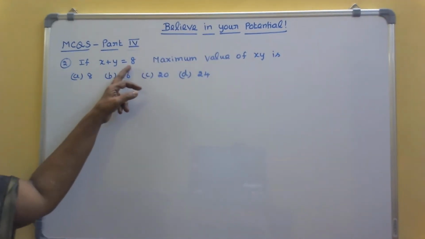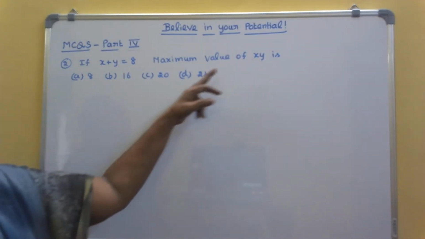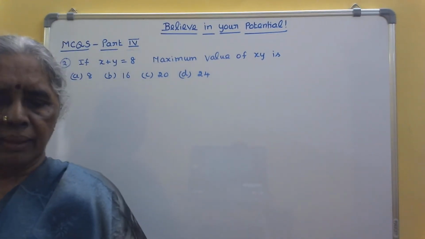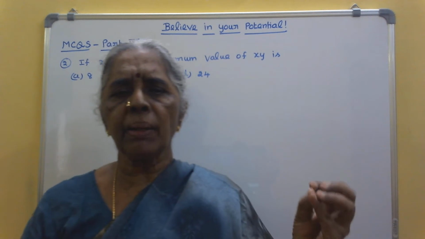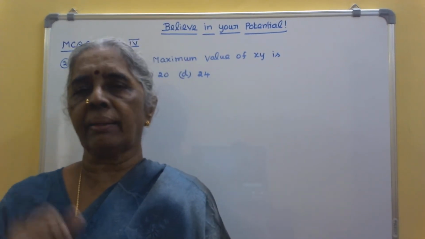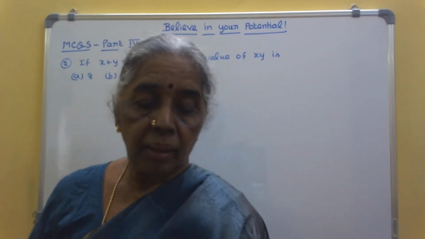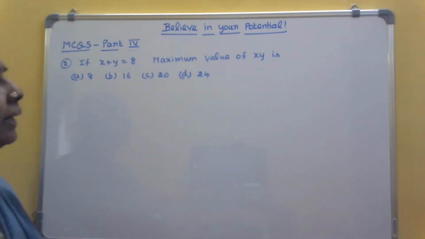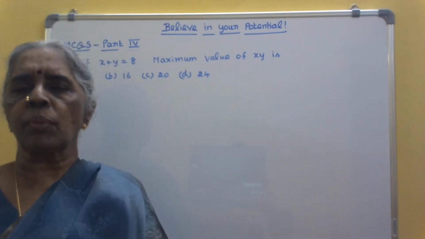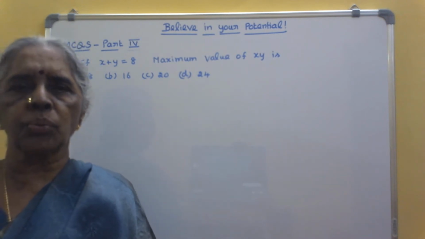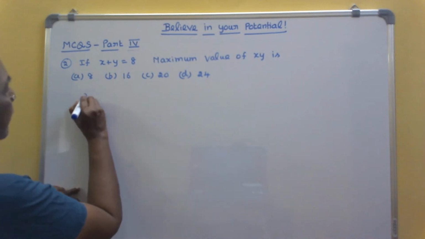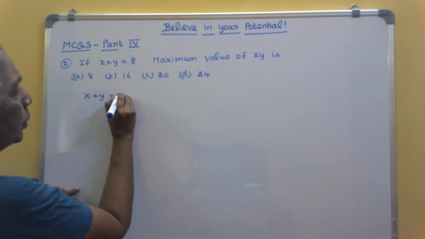If x + y = 8, the maximum value of xy is, they have given you 4 options. Actually, this is the simplest statement sum I can say. Now, they have given you x + y = 8. So, you know there are many possibilities, like 1, 7; 2, 6; 3, 5, like that and all. So, now let us write first x + y = 8.